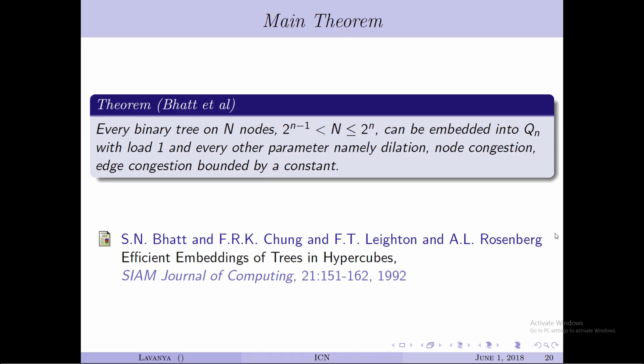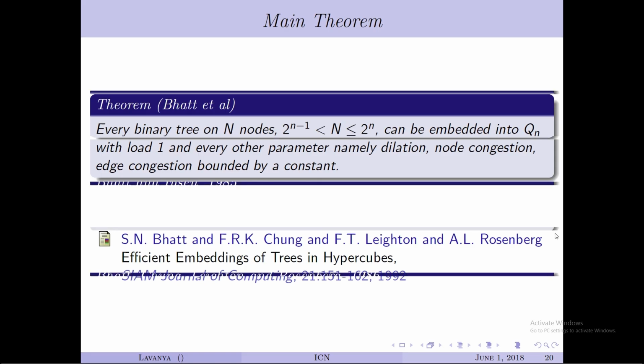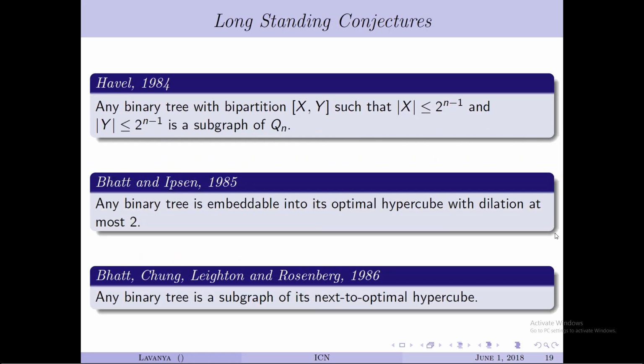So again comes a bigger question. Suppose I have a tight bound, I give you my n lies in this range, I have a binary tree on this many nodes, this can be embedded into Qn with load 1 and every other parameter bounded by a constant. Okay. So these binary trees, as we go, you might look at what you said just now, you gave a result about binary trees that it is embeddable into this.